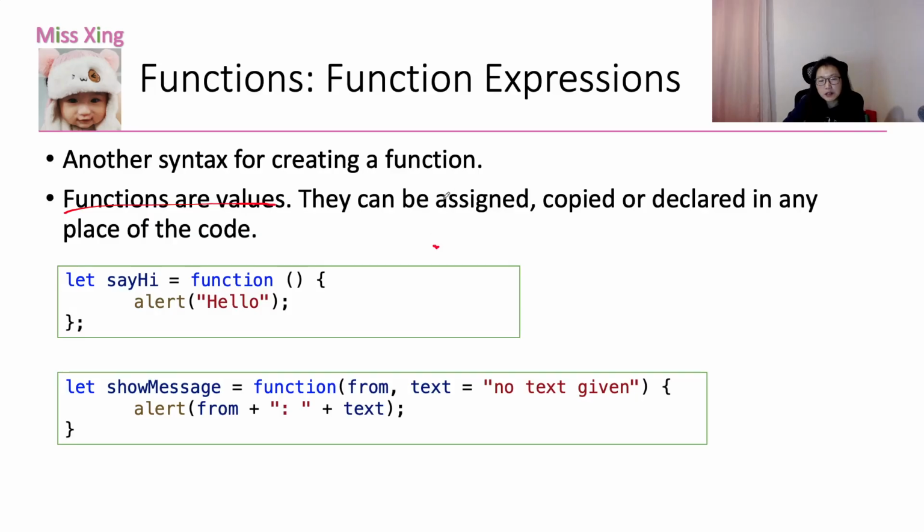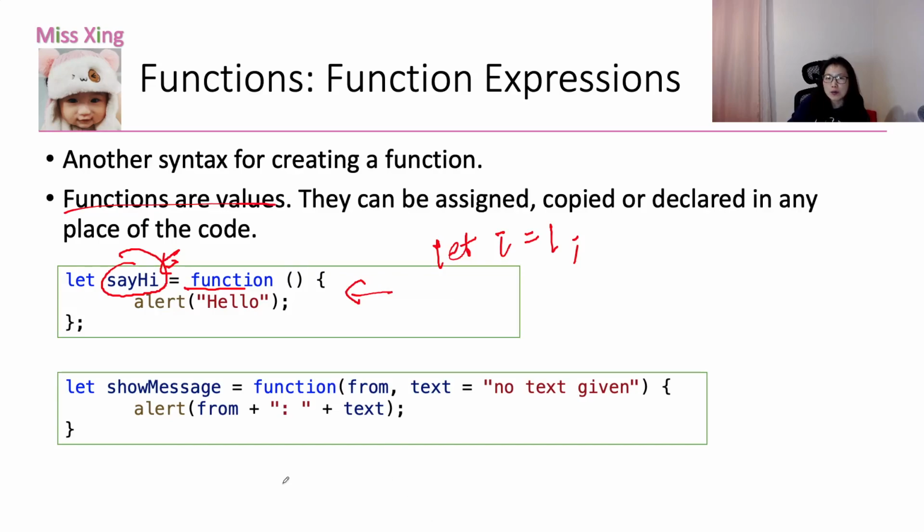Normally, previously when we define a variable, we're using let i equals 1, right? Like this way. And functions are values, which means they can be assigned to a variable. So let's say sayHi, this is my function name. And what's the value of this variable? sayHi, it's a function. Okay, and this way is called a function expression.